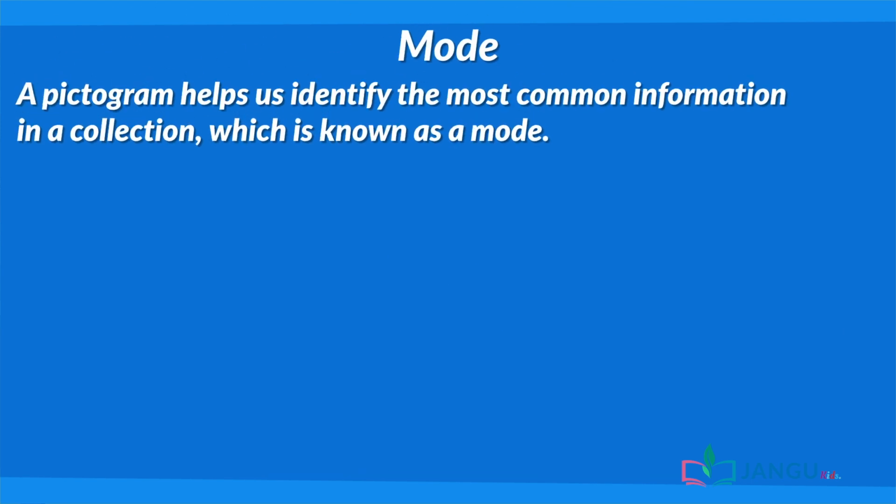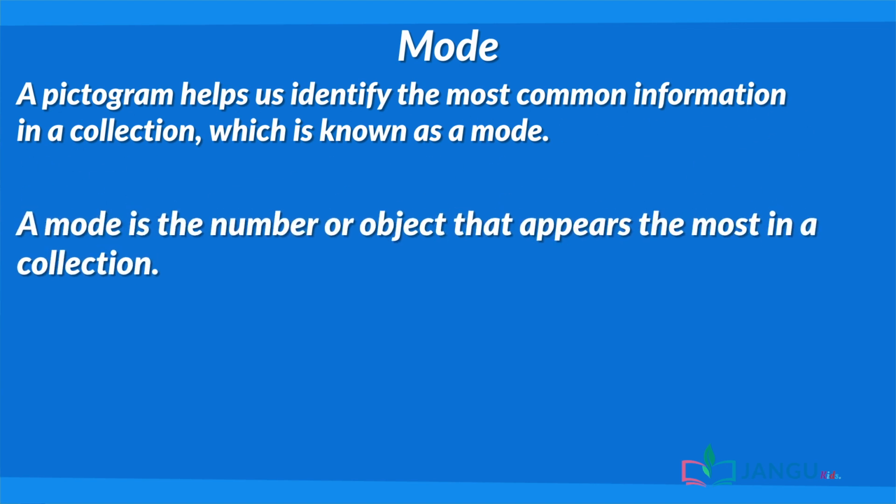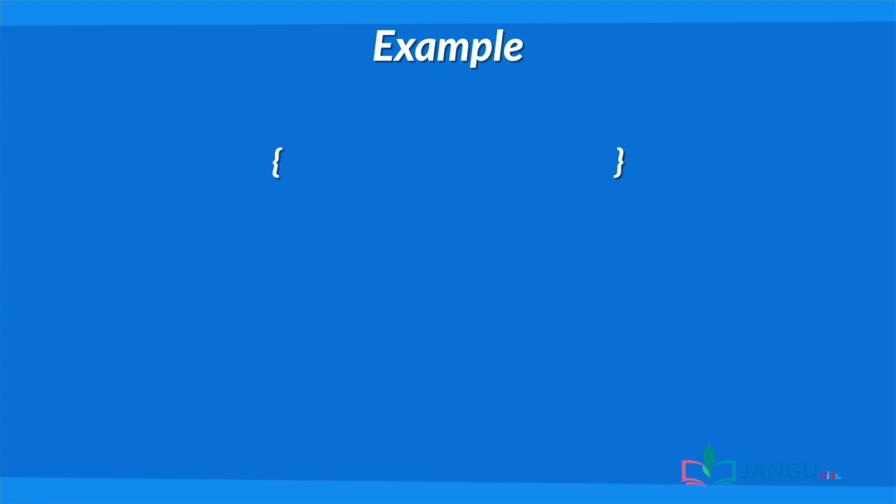Now, a pictogram helps us identify the most common information in a collection, which is known as a mode. What is a mode? A mode is the number of objects that appears the most in a collection. For example, the mode of the numbers 4, 8, 4, 6, 4, 2, 9, 3, 4 is 4, as it appears the most.